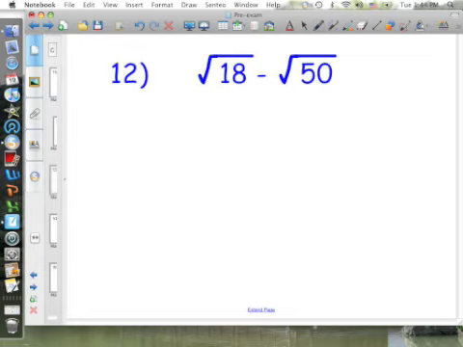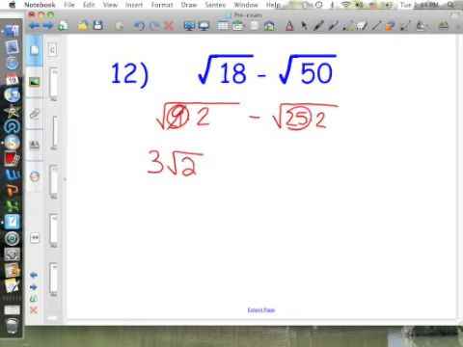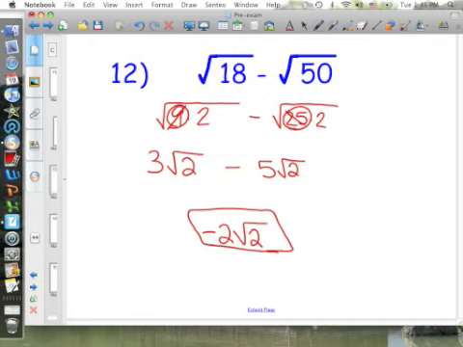Number 12, we are asked to subtract radical expressions. You can only do so if they're alike. Right now they don't look very much alike, but if you break them down, 18 is 9 times 2, and 50 is 25 times 2. 9 is a perfect square. 25 is a perfect square. Now you see that your two terms are indeed alike. They both are the square root of 2, and we're simply asking 3 minus 5 is -2 square roots of 2.